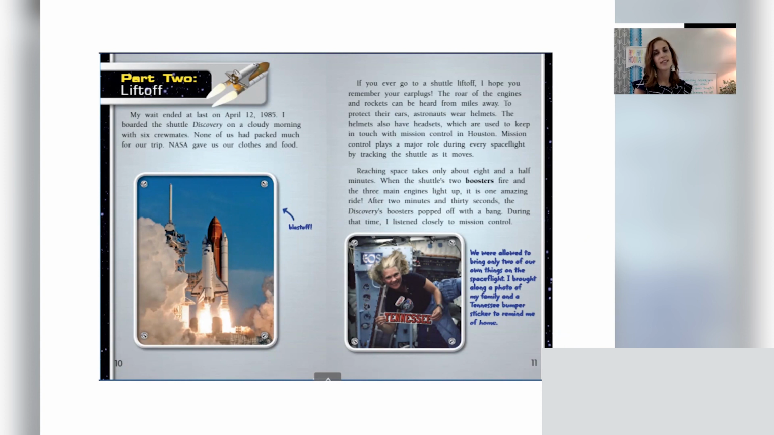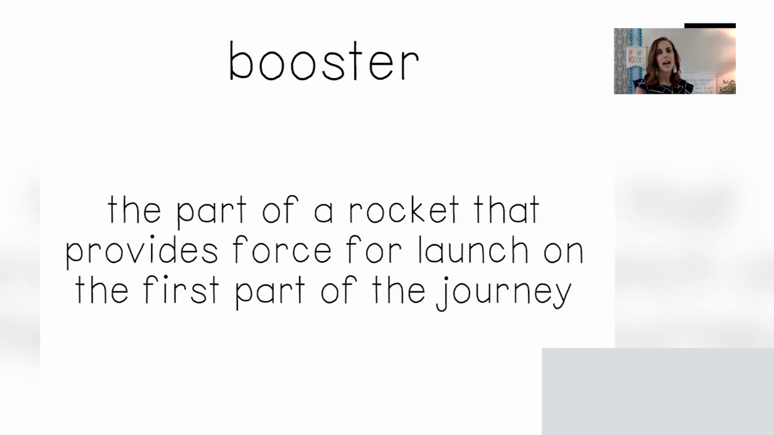Aren't you smart? Good answer. A booster is a part of the rocket that provides force for launch on the first part of the journey. I bet you used clues about how fast the shuttle flew into space. The author said the boosters fired, meaning ignited, and told us the engines lit up after the boosters lit. Those must be very powerful pieces of equipment to send the shuttle soaring into space. Now we know what a booster is.